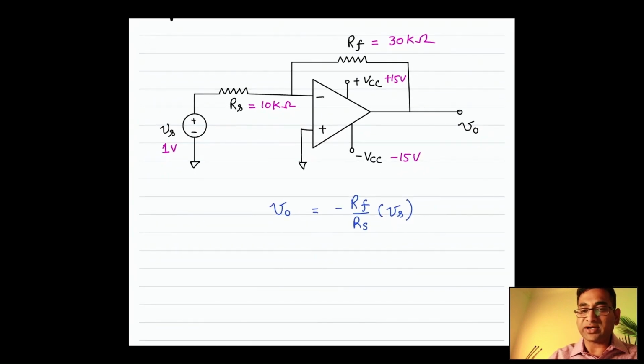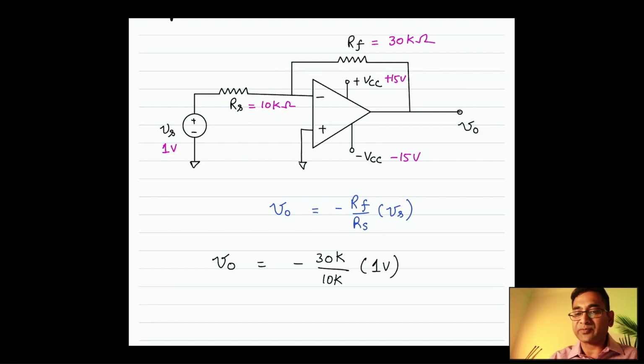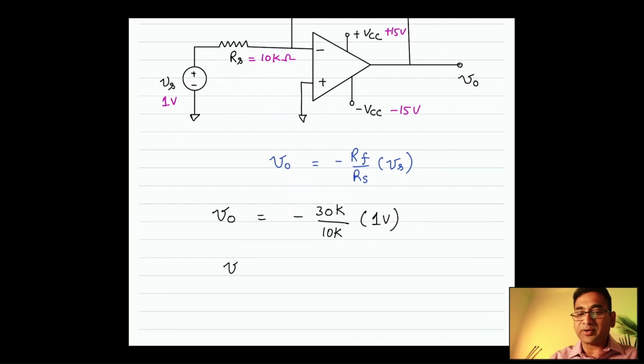For these numbers, let's plug them into the equation and find out the value for VO. VO is negative RF over RS, which is 30 kilo ohms over 10 kilo ohms, times 1 volt. So V output is really negative 3 volts.